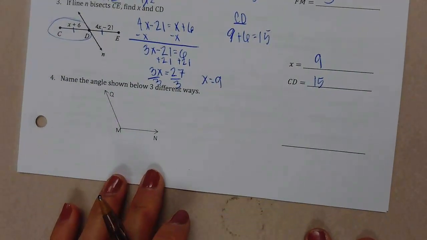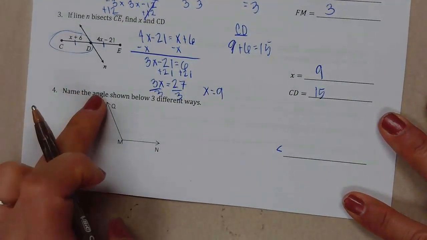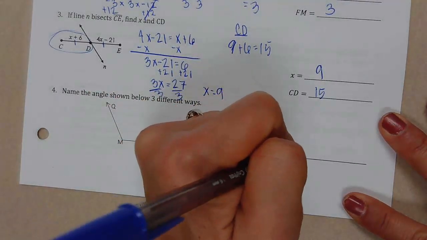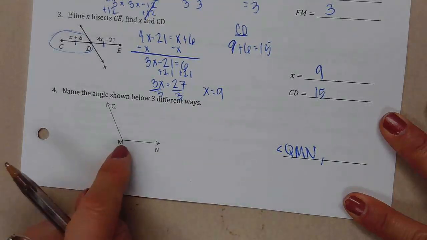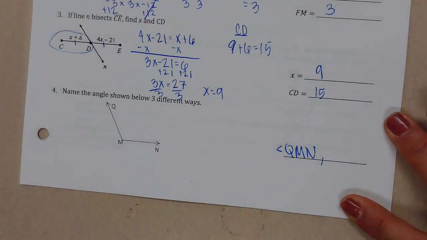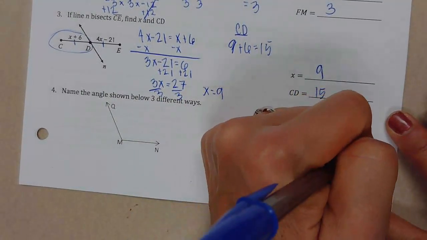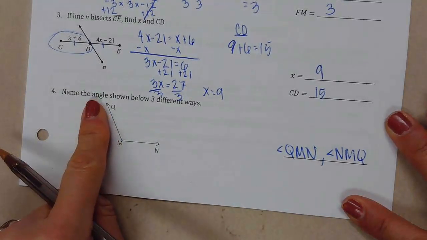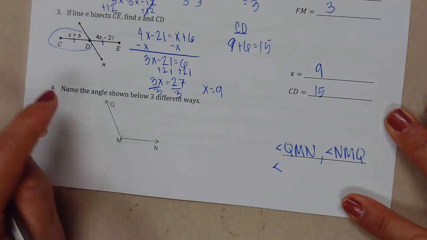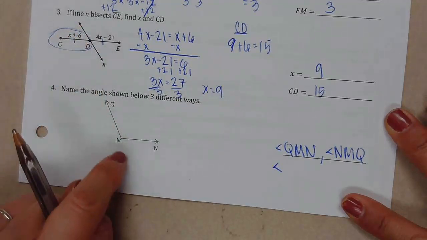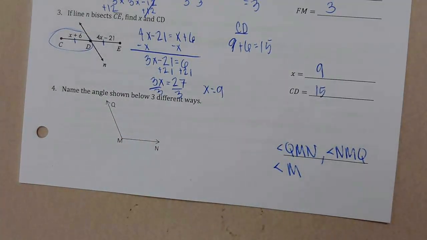This one says name the angle shown in 3 different ways. One way to name it is angle QMN. Remember that the middle letter always has to be where the angle is. Then I'm going to say angle NMQ. And lastly, because there's only one angle here, not a few different angles like above, you could say angle M, as in mom.